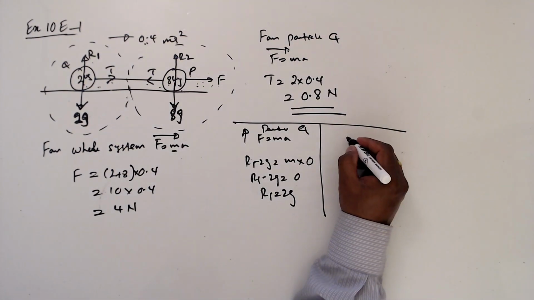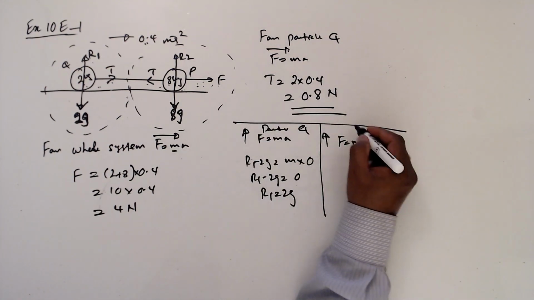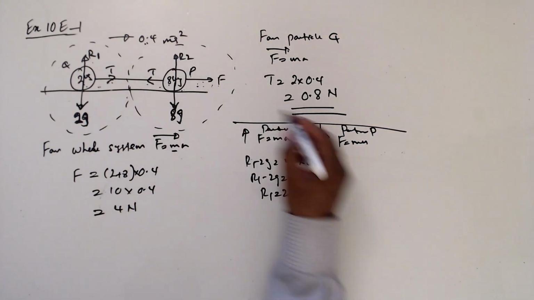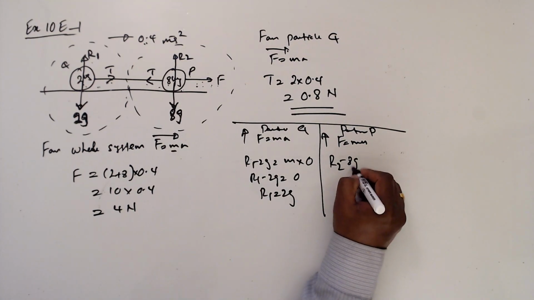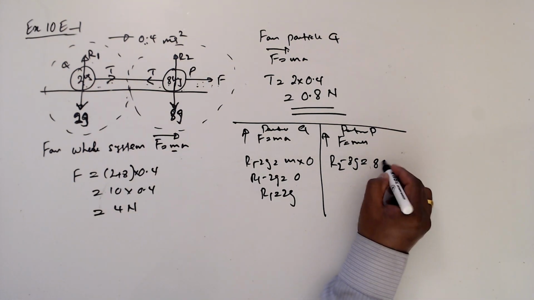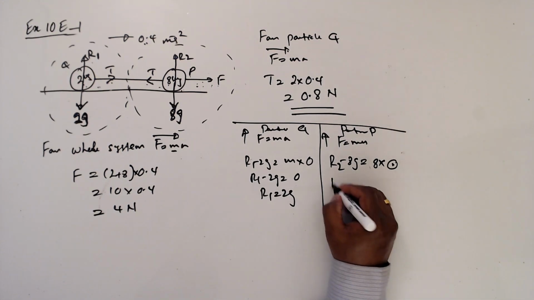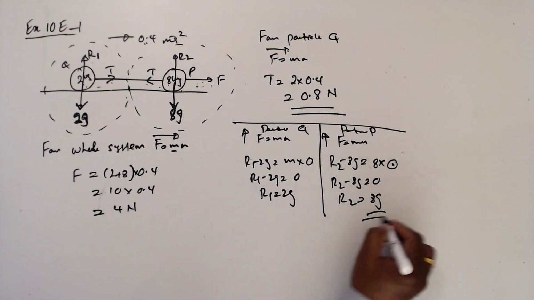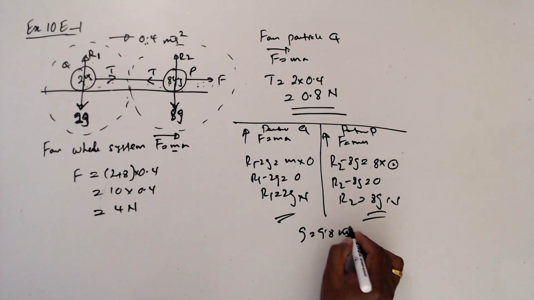Likewise, if we need to find R2, F equals ma for particle P. Then this is R2, and this is the opposite direction. Because of that, that is minus. m is 8, and it is not flying nor sinking. So 8 times 0. So R2 minus 8g equals 0. R2 equals 8g Newton. So g is 9.8, and m s^-2.